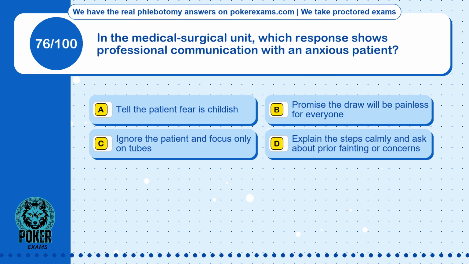Question 76. In the medical surgical unit, which response shows professional communication with an anxious patient? Option A, tell the patient fear is childish. Option B, promise the draw will be painless for everyone. Option C, ignore the patient and focus only on tubes. Option D, explain the steps calmly and ask about prior fainting or concerns.